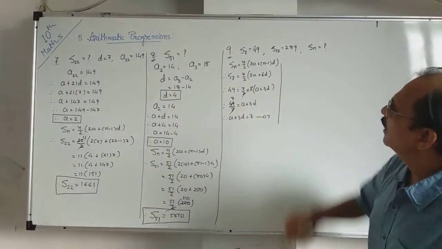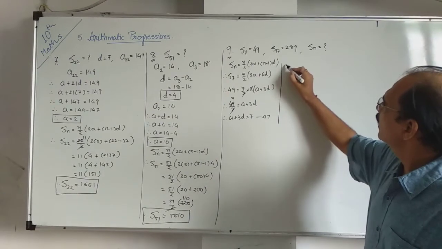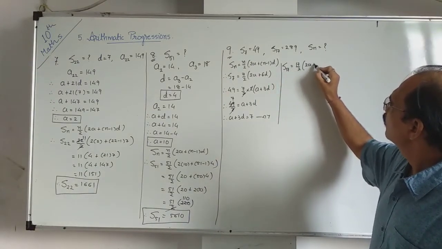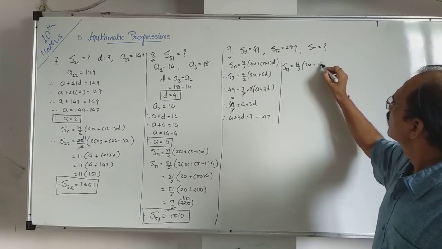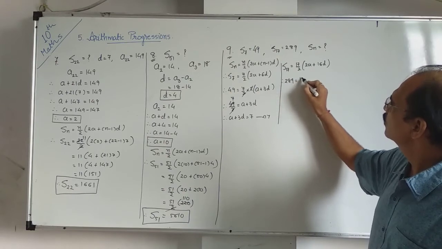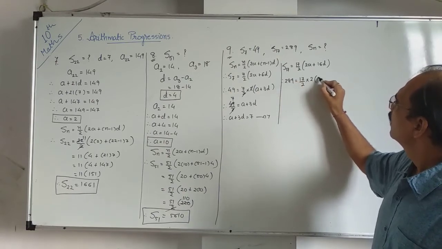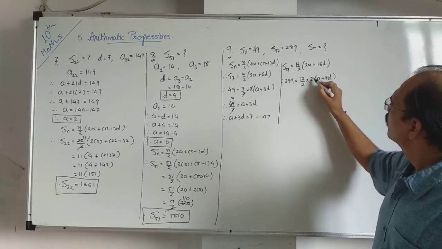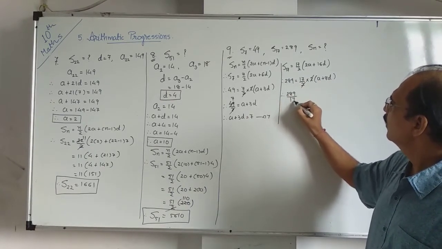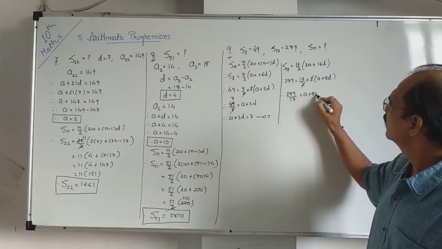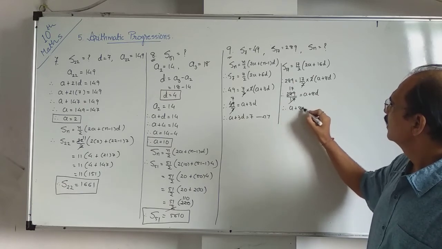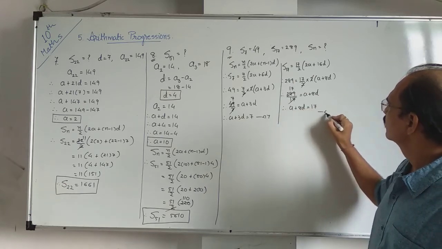Now from S17 apply the same style. S17 equals 17 by 2 times 2a plus 17 minus 1, that is 16d. S17 is 289, equal to 17 upon 2. Take 2 common: a plus 8d. Cancel 2; 17 is in multiplication, so move down: 289 divided by 17 equals a plus 8d. 17 times 17 is 289, so a plus 8d equals 17. Equation number 2.